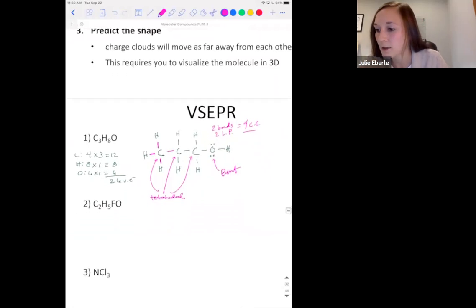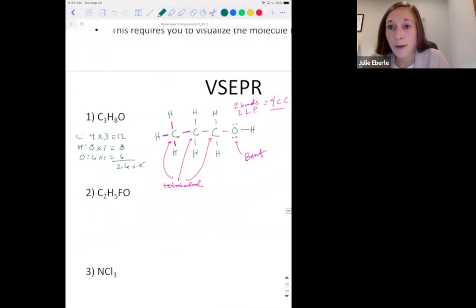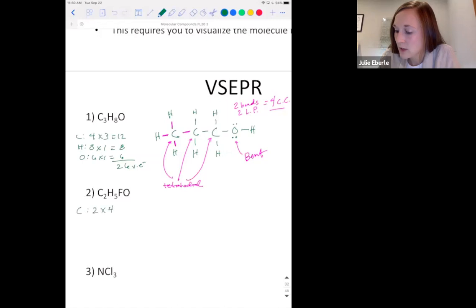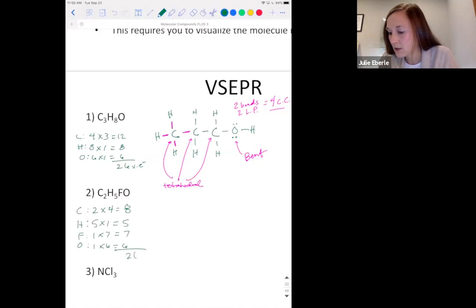Okay, let's look at the second molecule. And then you would want to go back through and make sure you've got all your electrons represented. I'm going to count in my head real quick. 2, 4, 6, 8, 10, 12, 14, 16, 18, 20, 22, 24. I counted 26. Okay, carbon, we've got 2 of them. Each one has 4 valence electrons. Hydrogen, we've got 5 of them. Each one has 1 valence electron. Fluorine, we've got 1. That's got 7 valence. And oxygen, just 1, 6 valence. Again, I got 26.